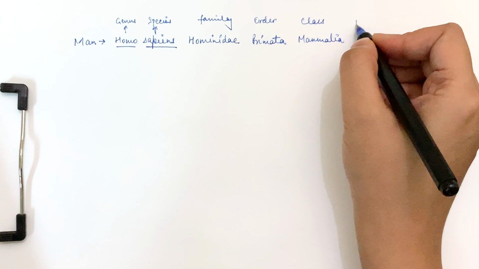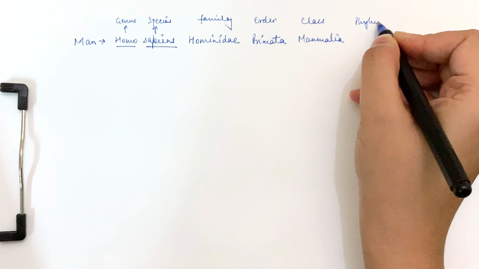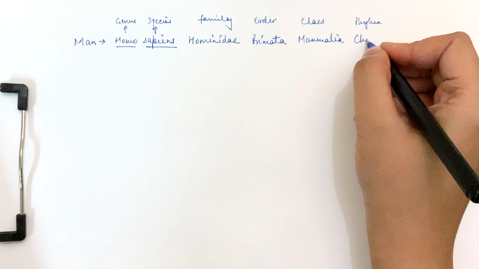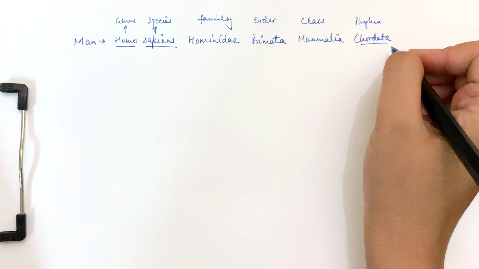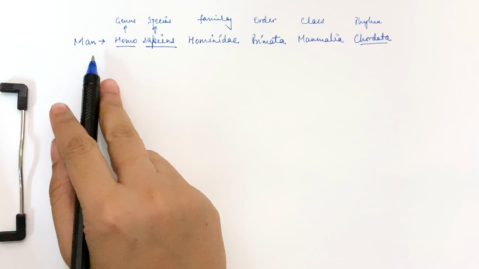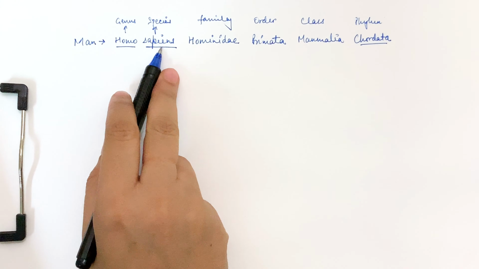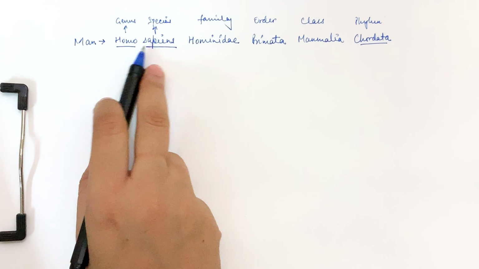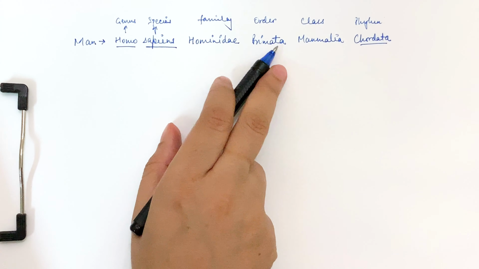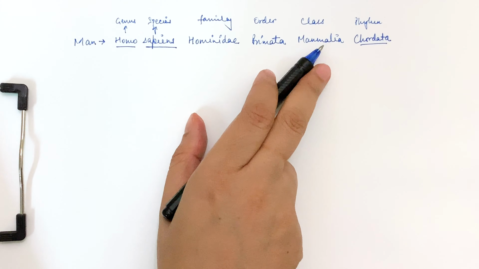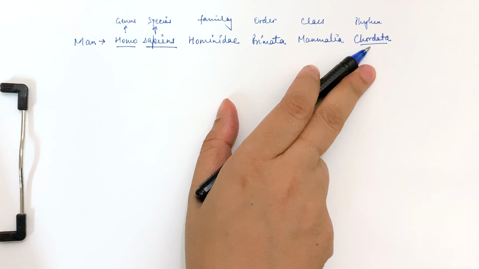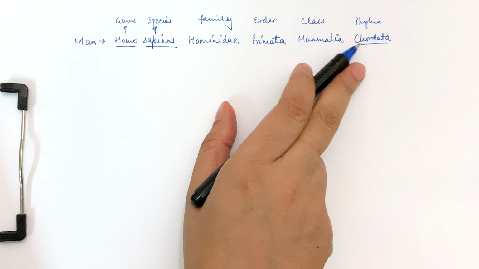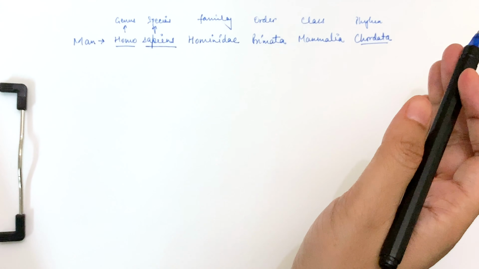And then the phylum is Chordata. Chordata means having a backbone. So for man, if I classify: species is sapiens, genus is Homo, family is Hominidae, order is Primata, class is Mammalia, and phylum is Chordata. After that, the kingdom is Animalia.